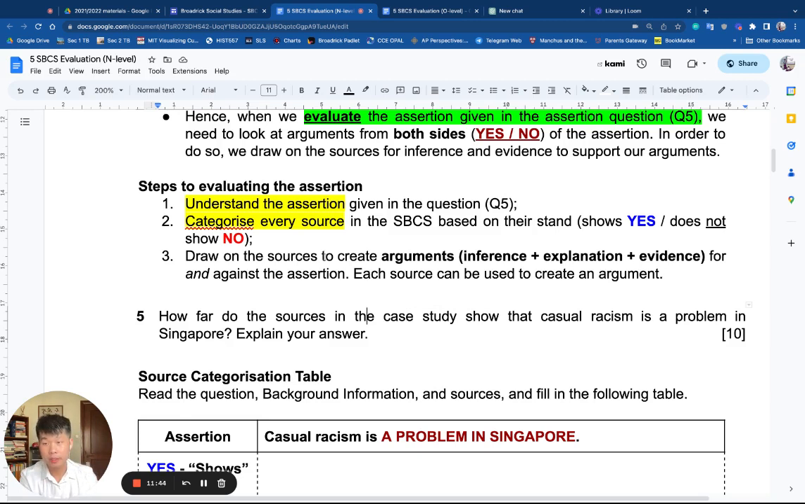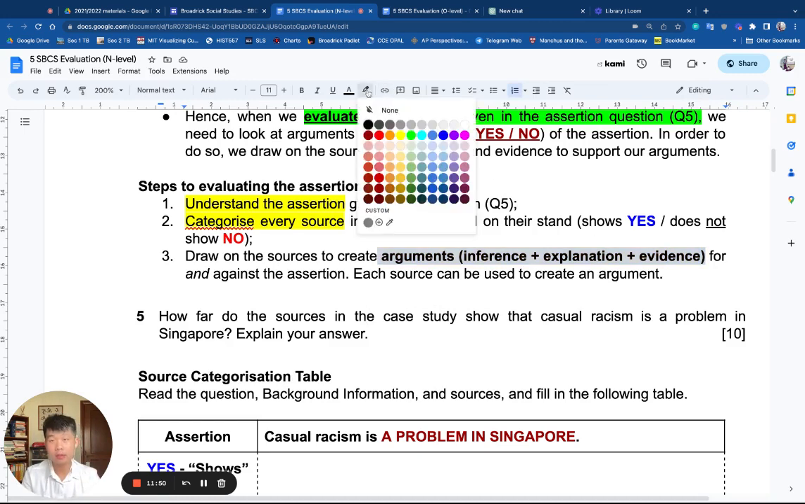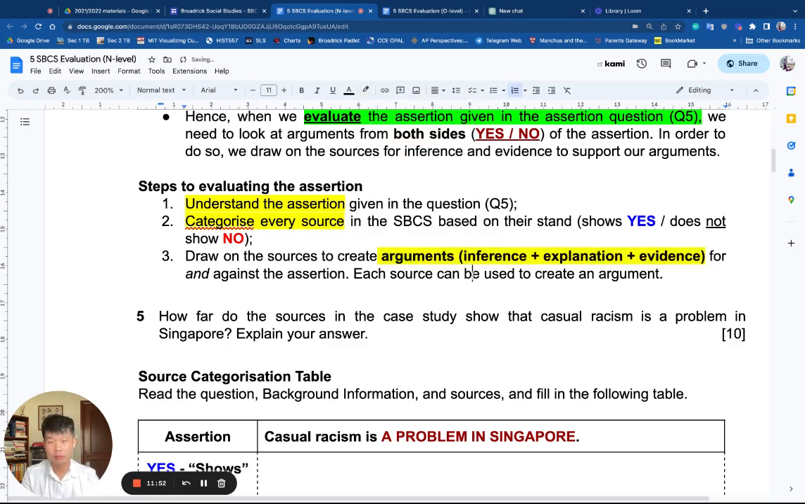And the final step is using those sources, you create arguments, yes and no. And these arguments are in fact, in essence, inferences. You are inferring from the source, you explain the inference. From the hypothetical example, you saw what I was doing. I gave the explanations verbally, so you can replay that part to hear the verbal explanations. And then you draw evidence from the source to prove your point.